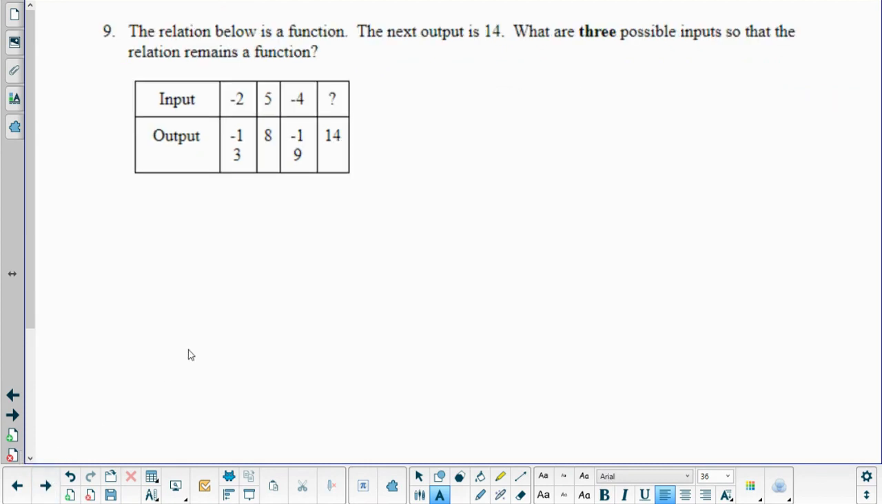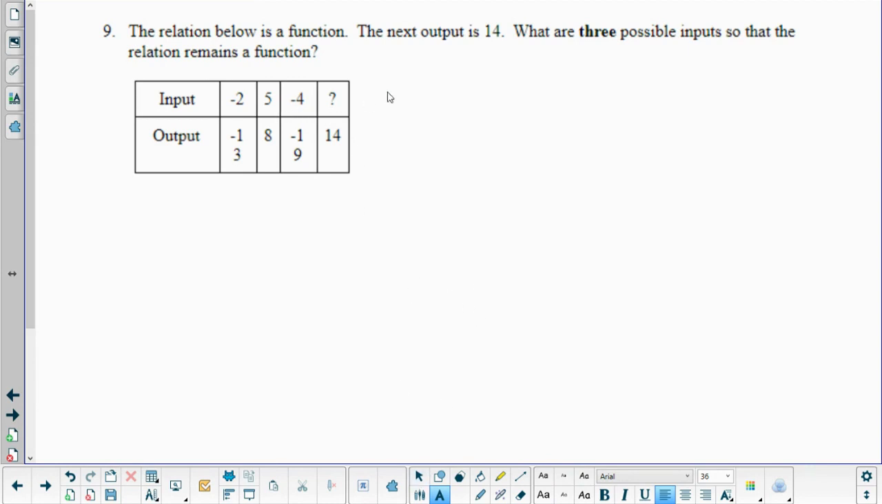Okay, is this relation a function? Well, it tells us that it's going to be a function. The next output is 14. What are three possible inputs so that way the relation remains a function? Well, remember, in order to be a function, we can't have any repeating x's.